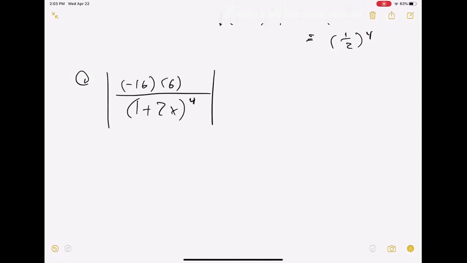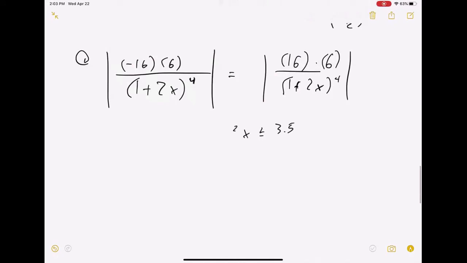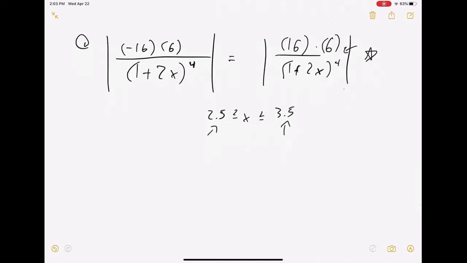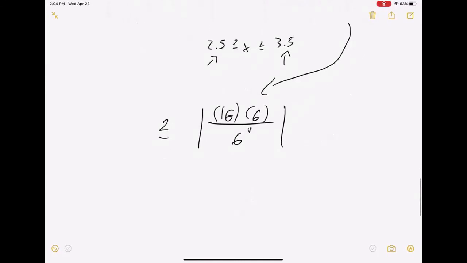I want to figure out a bound for this. What's the biggest this could be? Since I'm considering absolute values, I can get rid of any negatives. So I got 16 times 6 over (1 + 2x)^4, and this comes from the fact that I'm dealing with this interval. Which one will make this value biggest? If I want this number to be really big, I need to make the denominator as small as possible. So this is less than or equal to 16 times 6 over, plugging 2.5 into the denominator, 6^4, which is equal to 16 over 6^3.